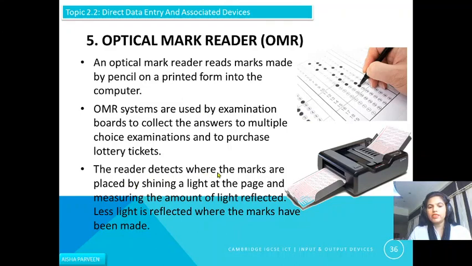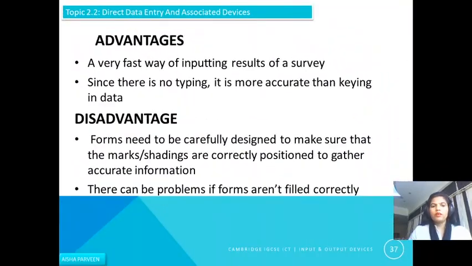The reader detects where the marks are placed by shining a light at the page and measuring the amount of light reflected. The less light is reflected, it means the marks have been made over here. It is a very fast way of inputting results of surveys. Since there is no typing, it will be more accurate than keying the data with the help of a keyboard. What are the disadvantages of the optical mark reader?